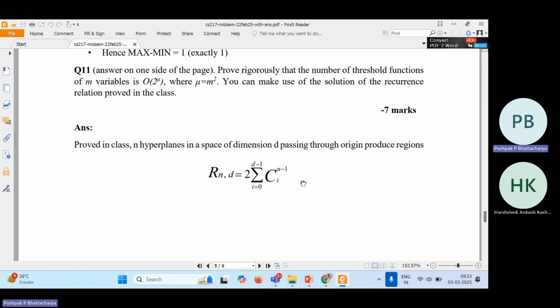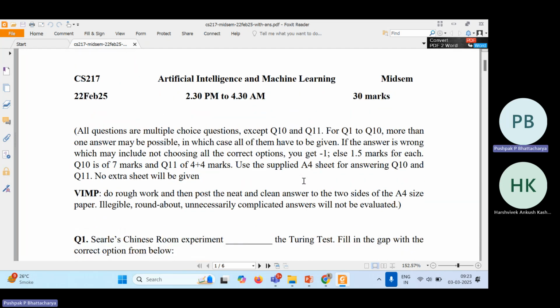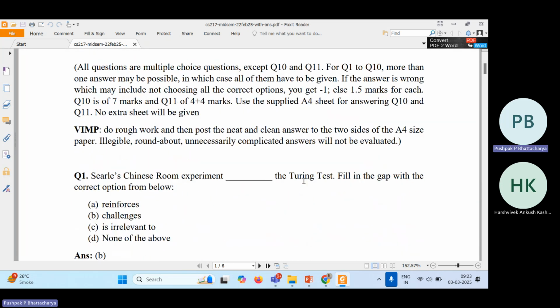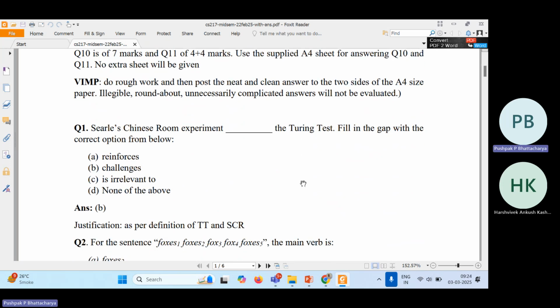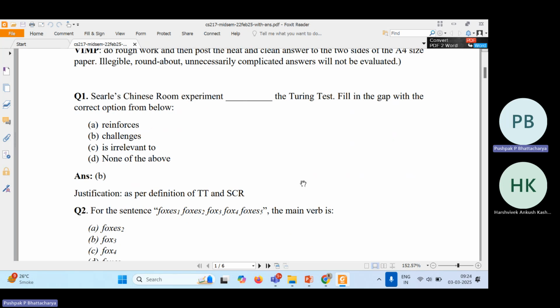Now let's go to the objective type questions. Here, you have to get all and only those answers, otherwise you get minus 1 or 1.5. So, Searle's Chinese room experiment dash the Turing test. Fill in the gap with correct options: reinforces, challenges, is irrelevant to, none of the above. The answer is B, challenges.